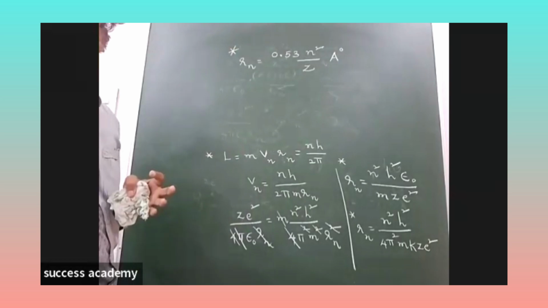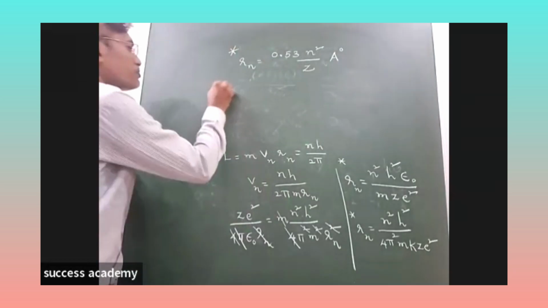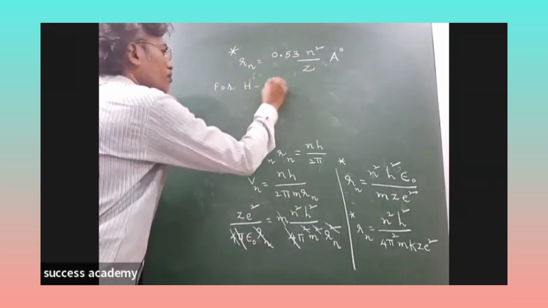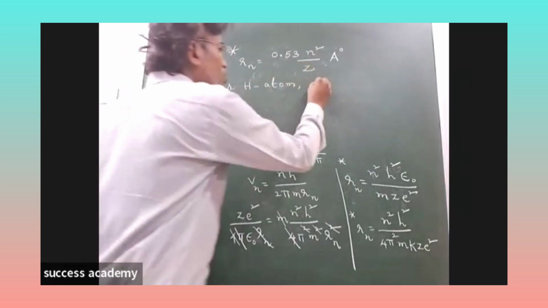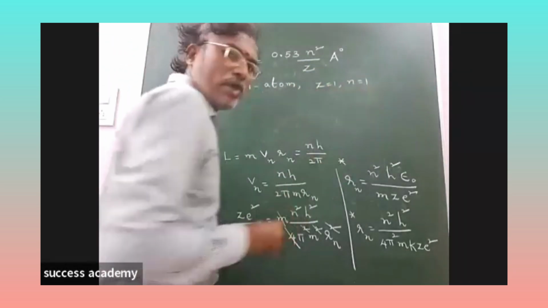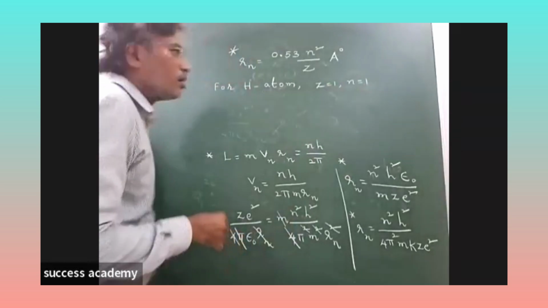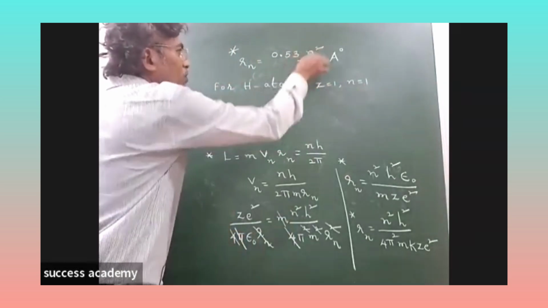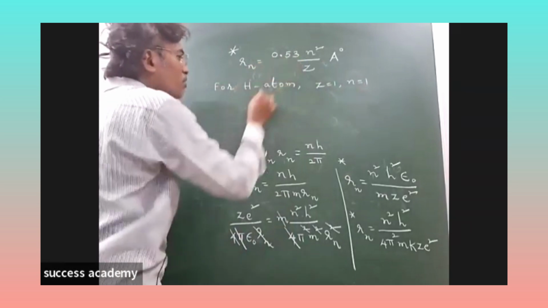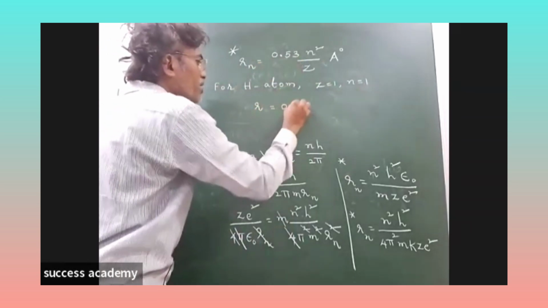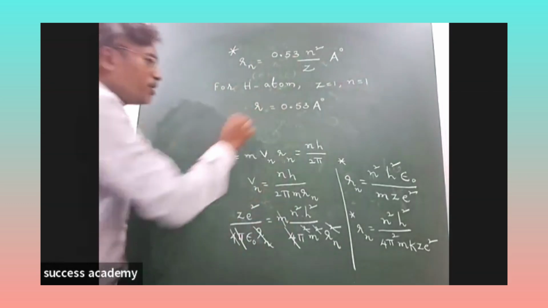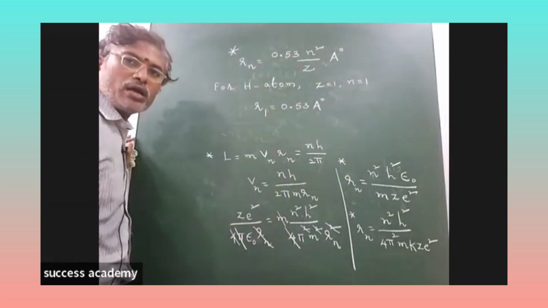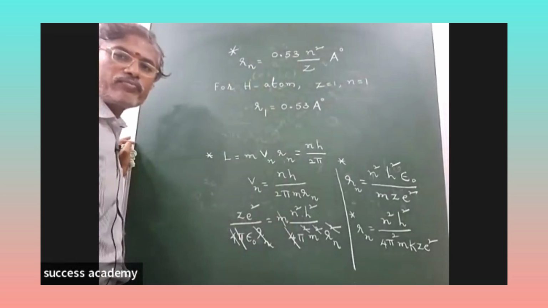Now with this, here we are taking for the H atom, nothing but hydrogen atom. For hydrogen atom, Z is equal to 1, n also equal to 1. Substitute there. 1 by 1, 1 only. What about the remaining term? R is equal to 0.53 Armstrong units. This is the radius of the first orbit, so I am taking it as R1, radius of the first orbit. Got it?